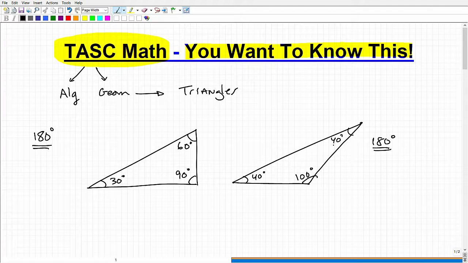So here we have two different triangles. Now, when you have a triangle that has a 90-degree angle, such as this triangle here, this is a special type of triangle. We call these right triangles. Now, right triangles are very, very important in math, and we actually study them in a lot of detail. And I don't know if you've heard of this math course called Trigonometry.